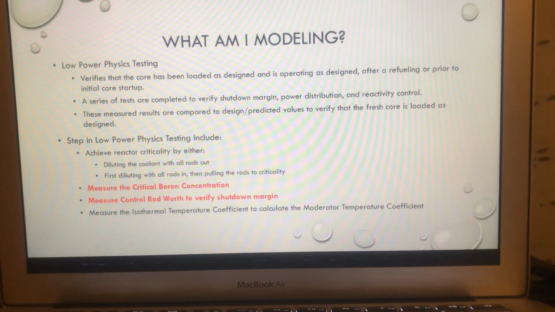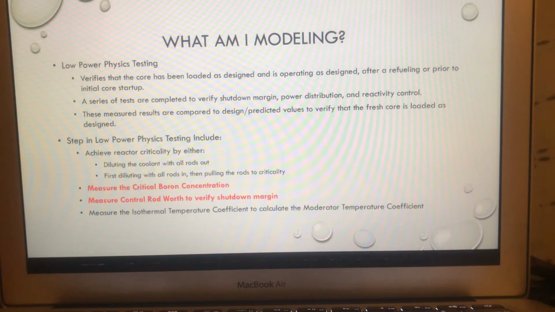So the background and what I was trying to model is called low power physics testing. It's testing that's done below 5% power, and as I said, it verifies that the core has been loaded correctly and it's going to operate as expected by design. This is done after any refueling or prior to an initial core startup. There's a series of tests, and what they generally verify is the shutdown margin, which is the control rod worths, the power distribution, and reactivity control.